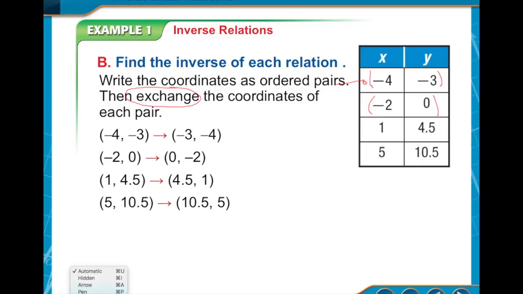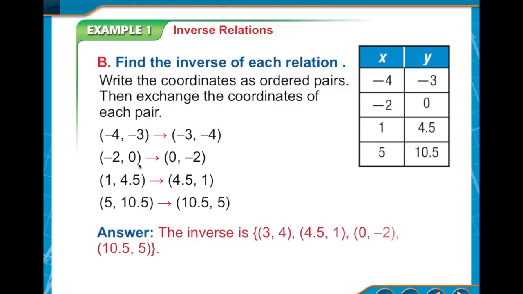Again, what are we actually doing here? We are finding the inverse of this relation. Inverse is the key. So for 1b, we're interested in these 4 points. 3, 4, 4.5, 1, 0, negative 2, and 10.5, 5. Have those in brackets as we pass along to the next problem.